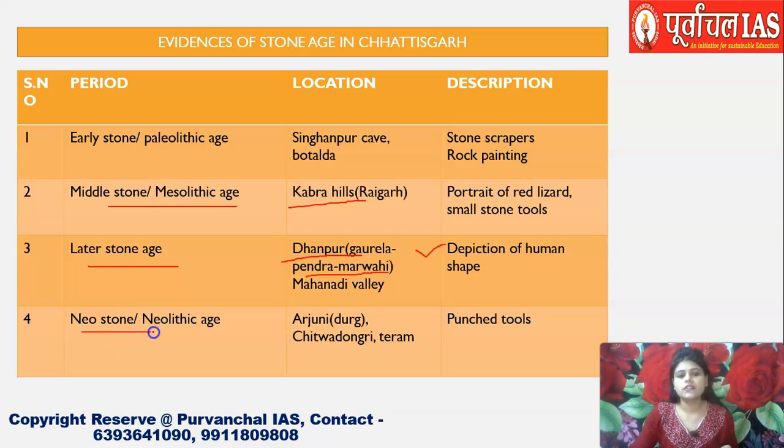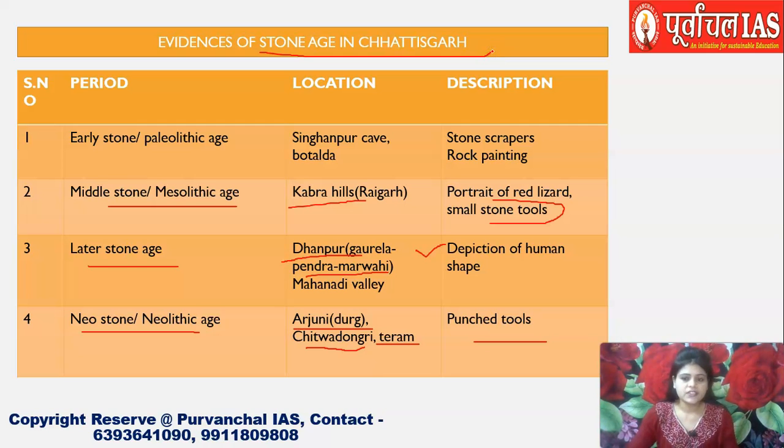Then we have the Neolithic or New Stone Age. We get punched tool potteries from this age. And in Chhattisgarh, we have got this from Arjuni, Durg, Chitwa Dongri, which is in Rajnandgaon, and Tarem, which is in Raigarh. So please remember where you find the evidences of the Paleolithic. So this is all about the evidences of the Stone Age in Chhattisgarh.